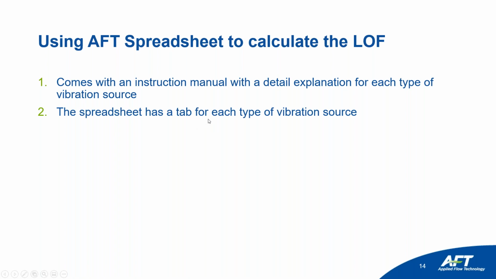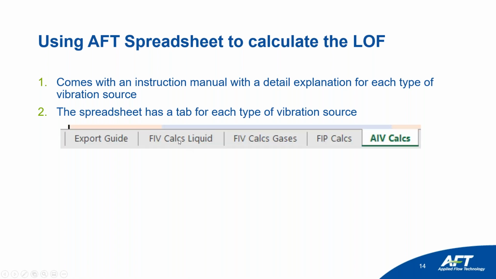The spreadsheet has a tab for each type of vibration source. As I mentioned, the Energy Institute analyzes flow-induced vibration, flow-induced pulsation, and acoustic induced vibration (AIV) calculation. So there's a tab for each one of them. And as we mentioned, FIV can occur in liquids and gases, so it has a tab for each one of them.